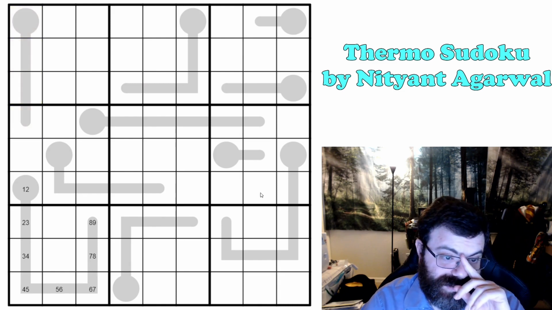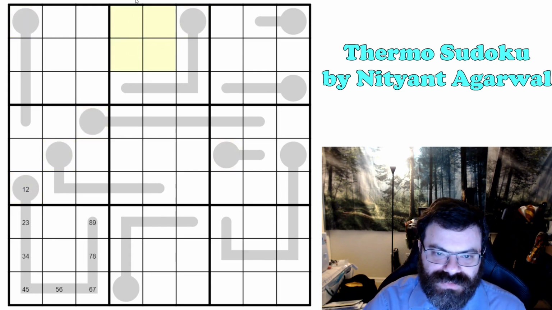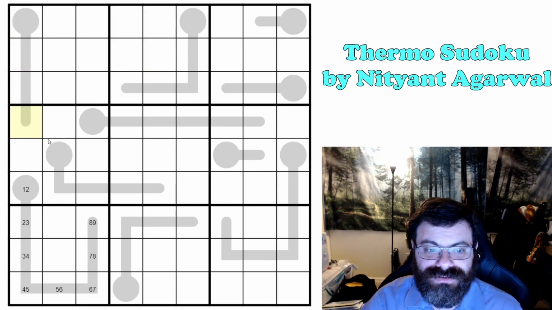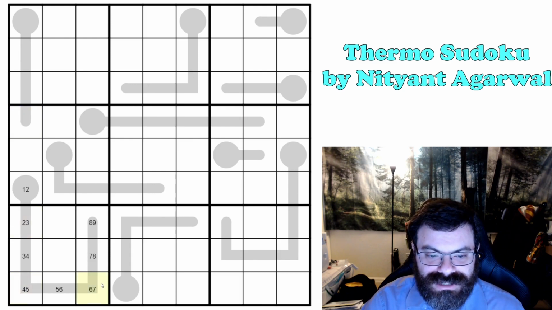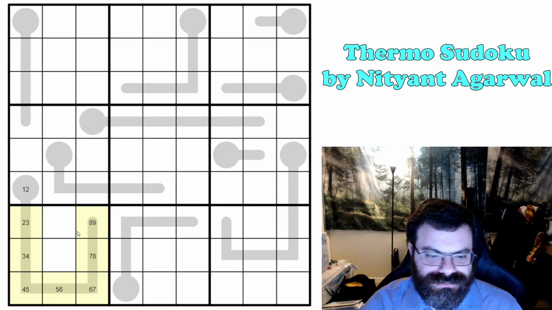So the other thing to consider is on a thermo, a 1 can only go on a bulb. I mean, they can go somewhere that isn't on a bulb as well, but if a 1 is going to be on a thermo, it's going to be on a bulb. And if a 9 is going to be on a thermo, it's going to be on the end of a thermo. So, for example, in this box here, where can 1 go? Well, we have a thermo taking up most of the box, but none of it is the bulb. The bulb is outside the box.